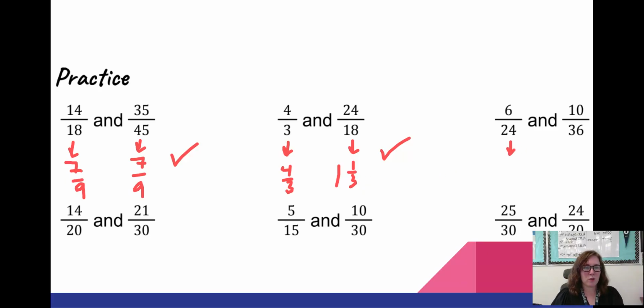Okay, 6 over 24. 6 over 24 simplifies, I had to do it a couple times, to 1/4. 10 over 36 simplifies to 5 over 18, which means no, they are not proportional. Then you can do the same process with the bottom fractions also.